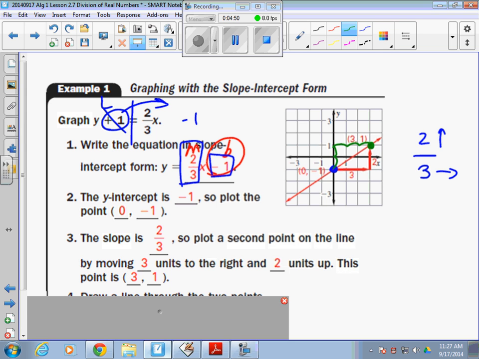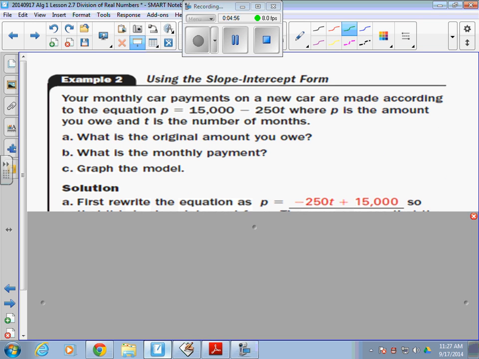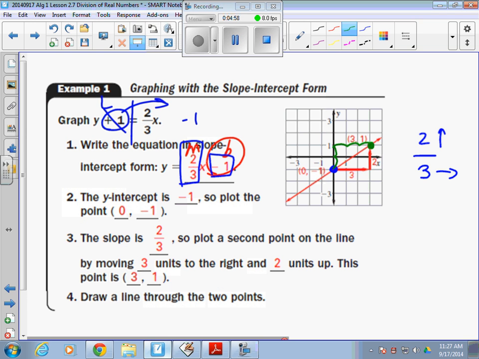Once you have the 2 points, draw yourself as straight a line as you can through the 2 points in order to have your line graphed.